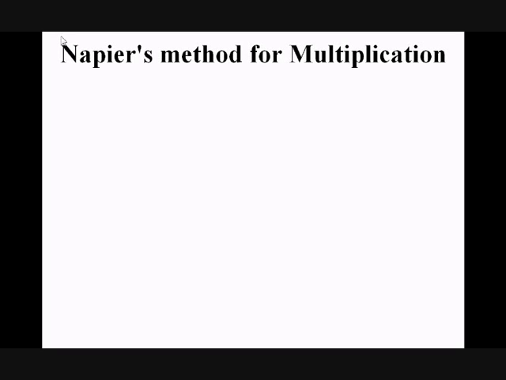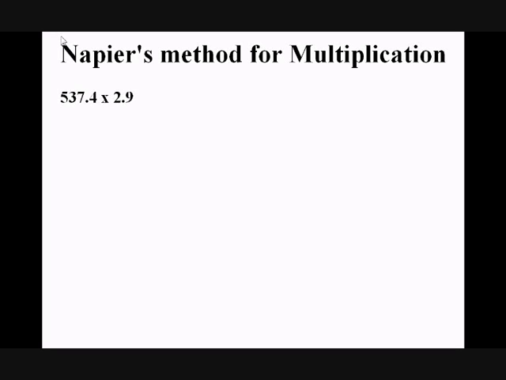Napier's method for long multiplication. Napier was a Scottish mathematician who was born in 1550 in Edinburgh. He made an important contribution to mathematics, and his method for long multiplication is still widely used today. Look at this example, 537.4 times 2.9.